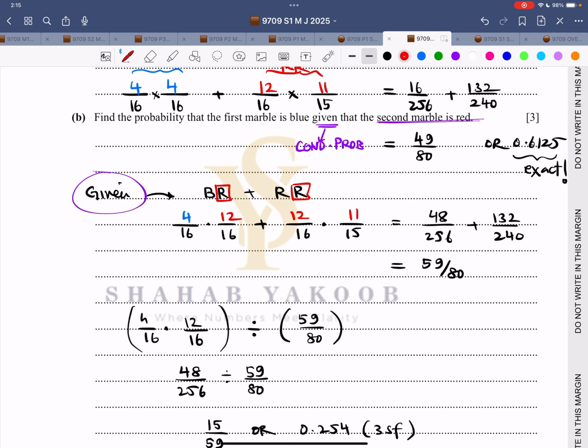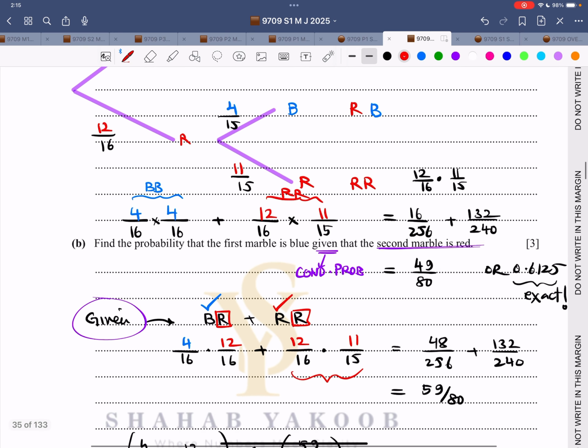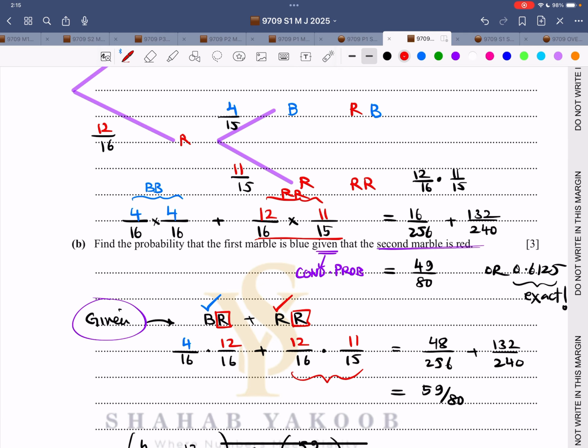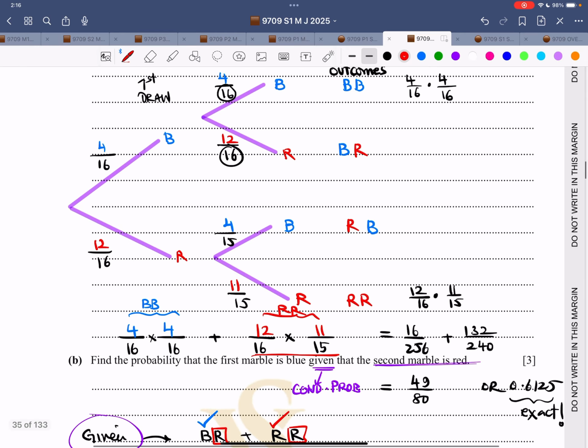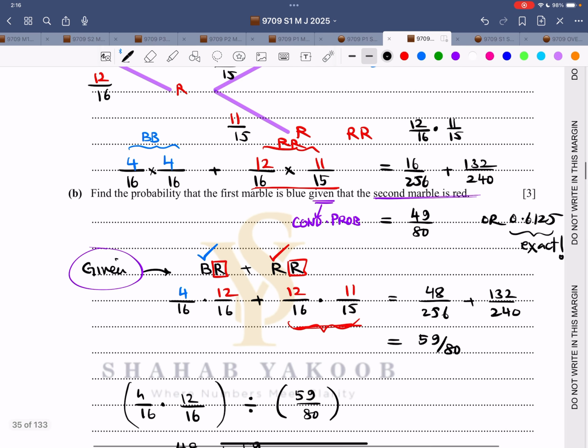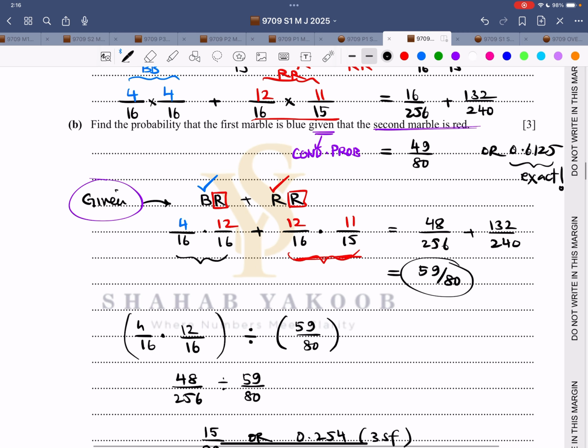The first could be red or the first could be blue. This was already evaluated earlier on. That is red, red. That is right over here. This one is basically this one. And blue, red. So blue, red is this one. Let me write it over here. That is 4 over 16 into 12 over 16. That is blue, red. That is over here. And we add this thing. That is 59 over 80.